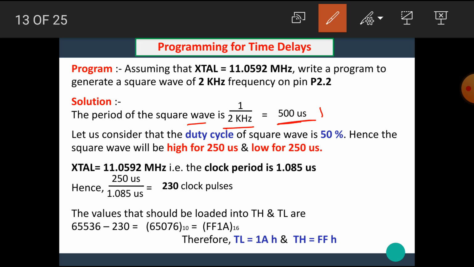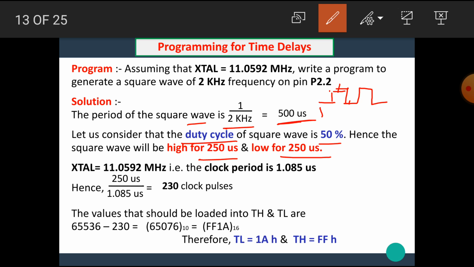Now let us consider that the duty cycle of the square wave is 50%. That means if this is a square wave of 50% duty cycle, then on time is equal to the off time. Hence the on time is 250 microseconds. Similarly the off time is 250 microseconds.